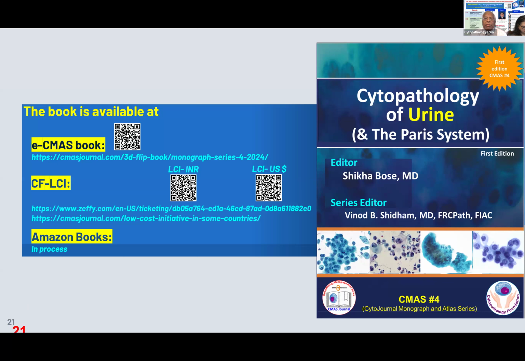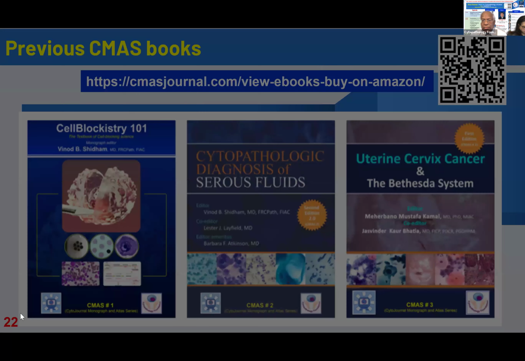So the same model, I tried to do it for cytopathology. I would like to do it for all the pathology books, but life is short to establish and do everything. So I'm focusing on cytopathology. For cytopathology CMAS books, at least, we have established this LCI in Indian rupees, that is INR, and also in US dollars. So next slide, and they will be soon on Amazon because that's what we are working on.